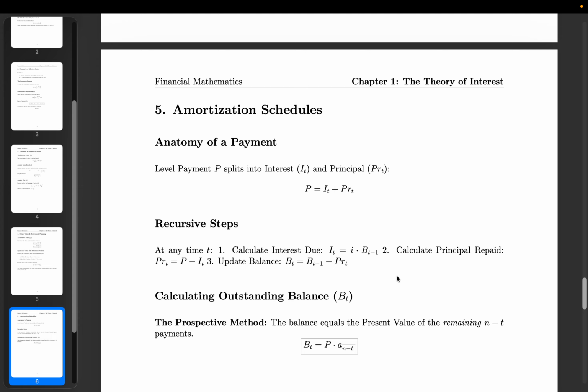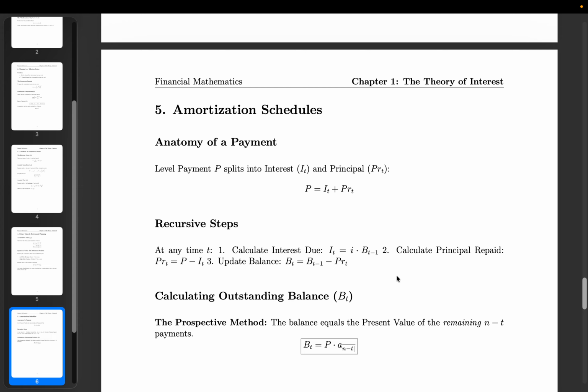This book discusses two ways to calculate the outstanding balance at any time t: the retrospective method and the prospective method. The retrospective method looks backward: loan amount accumulated with interest minus accumulated value of payments made. And the prospective method looks forward. The balance is simply the present value of the remaining payments.